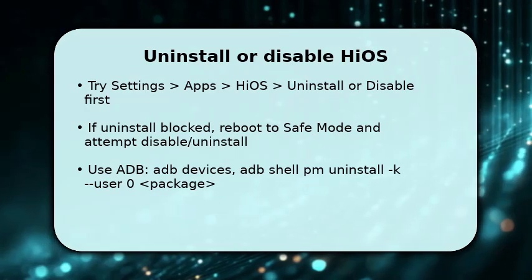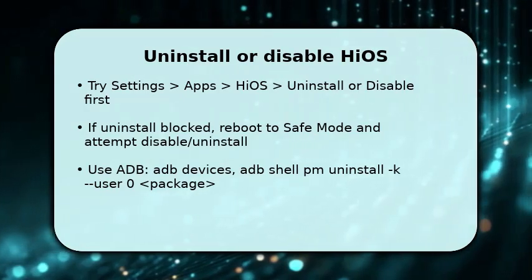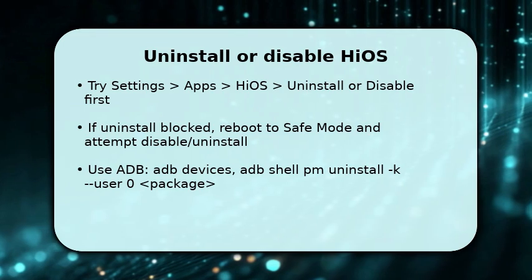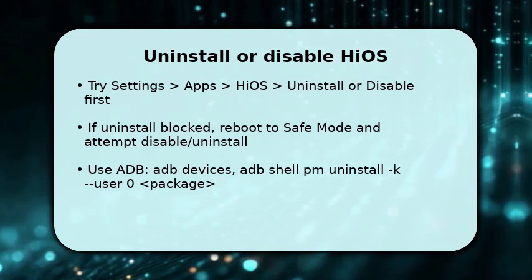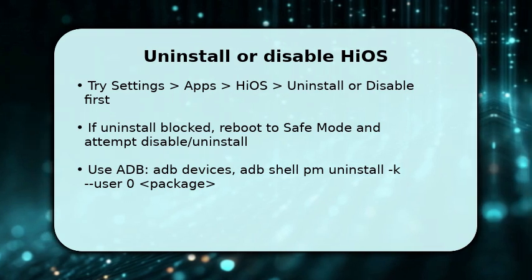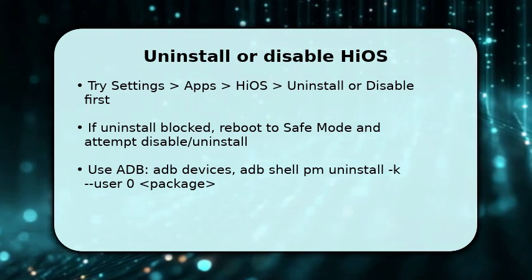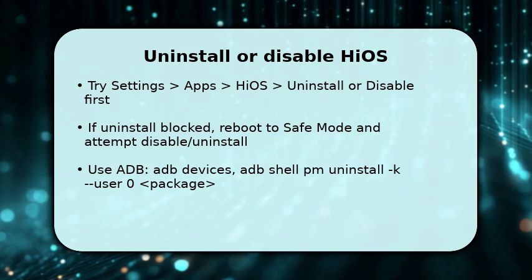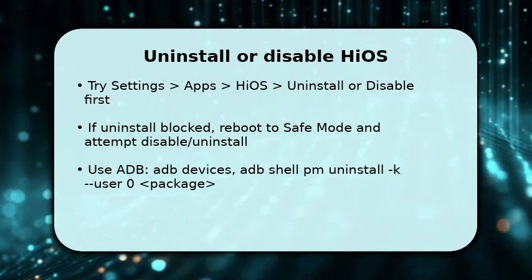Open Settings, Apps, find HiOS and tap Uninstall or Disable. That often works. If blocked, reboot into safe mode and try disabling again because third-party blockers won't run there. If it's still a system-level package, connect to a PC and use ADB.